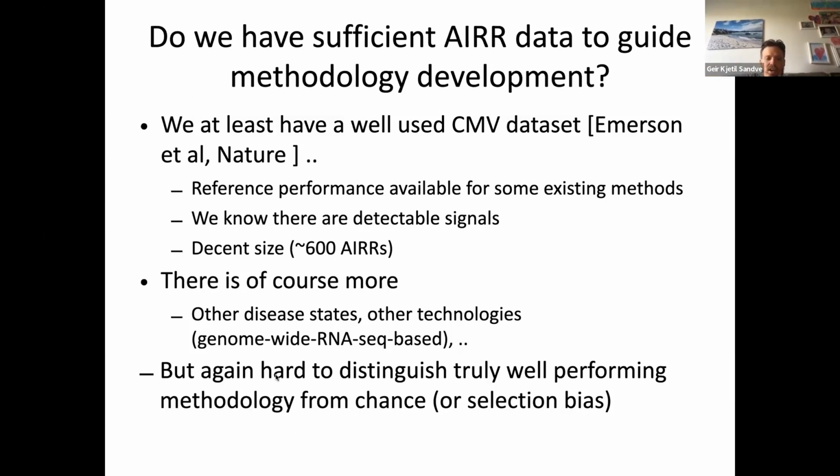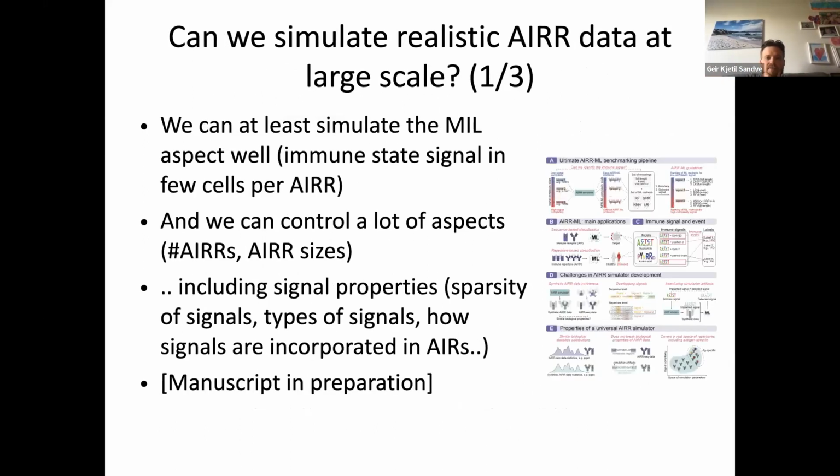But again, I think it's still hard to truly distinguish it well. So I think one thing we can do is, at least currently, can we simulate such AIR data, so repertoire data, at large scale? I think the main aspect we can now simulate quite well. We can really control a lot of aspects like data set sizes and so on, and also the signal properties, like how sparse, how few immune cells do we want to simulate to be relevant for an immune event.